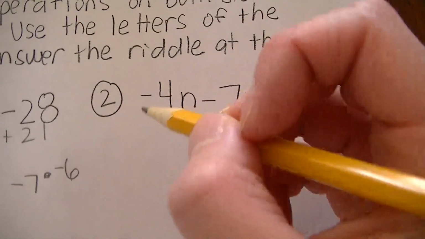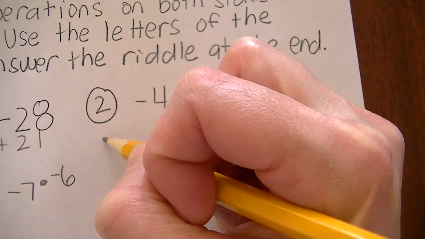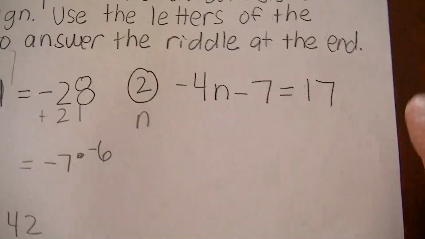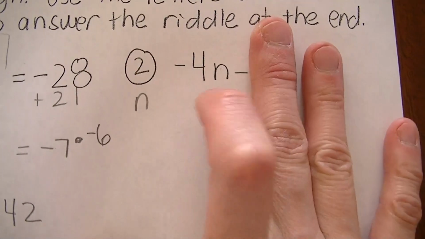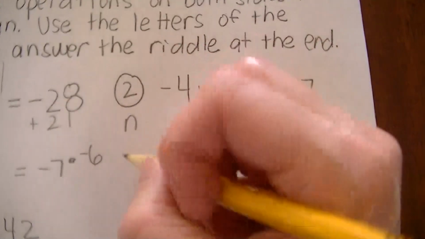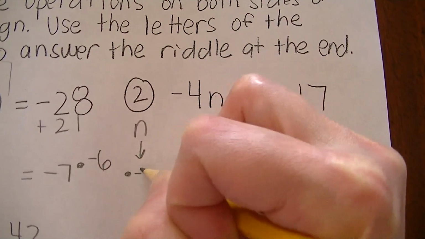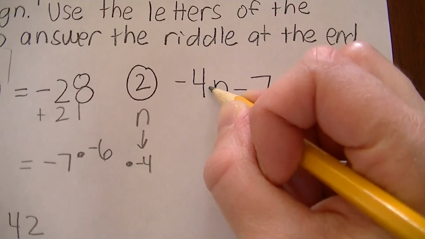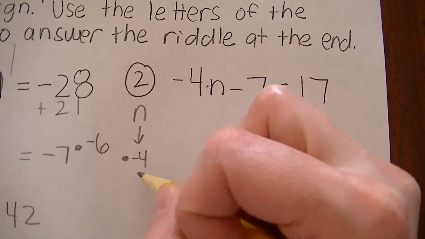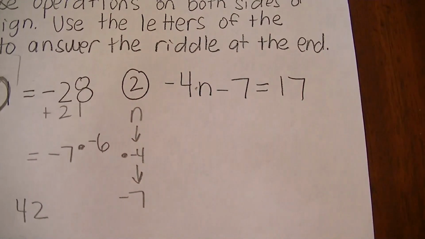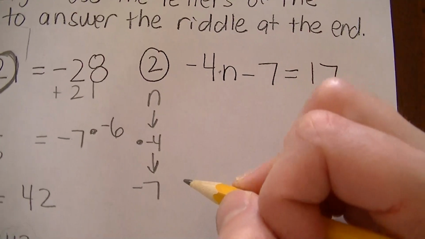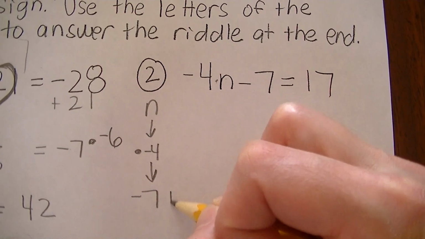Number 2, when we build this problem, they started with n. So look how they built it, and then they multiplied it by -4. Don't forget about that -4. Okay? Because remember that means multiply. And they subtracted 7. Okay? So now let's go to inverse operations. The opposite of -7 is to add 7.